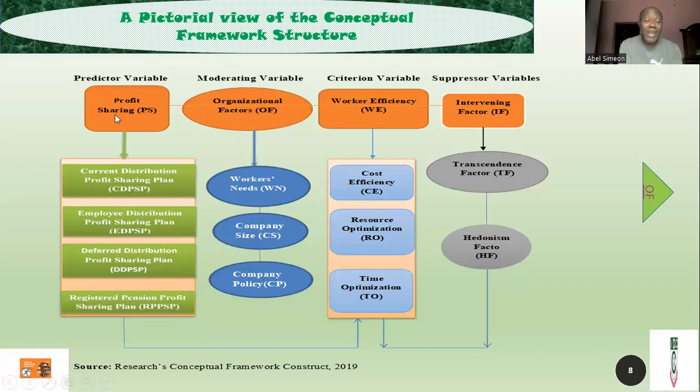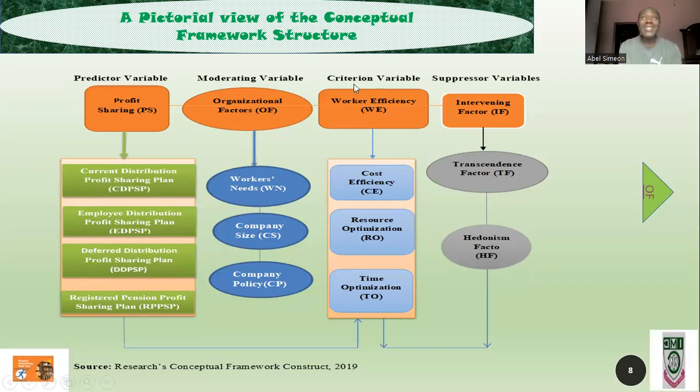By my extreme left here, I have proficient as my independent variable. These are the dimensions below them. Next to it is the moderating variable. These are the measures of the moderating variable.